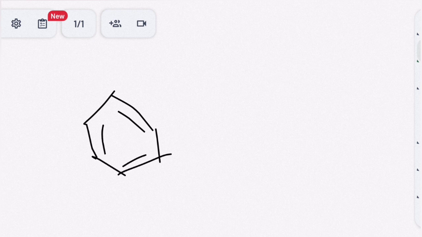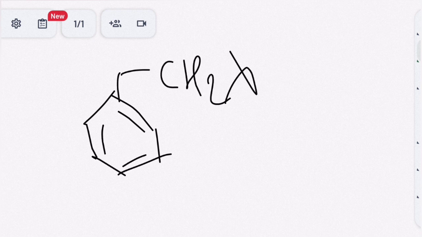Now benzylic halides. So this is a benzene. Here we have a carbon and one halogen. So in these, the carbon bearing the halogen is attached to an aromatic ring. So this is how you can represent benzylic halides.